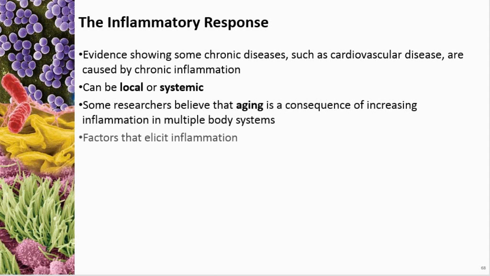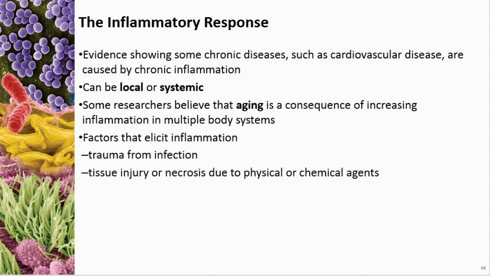So what sorts of things can cause inflammation to occur? Trauma from an infection, which is because the pathogens create tissue damage, right? Tissue damage or tissue death because of physical damage, such as an injury, or chemical agents, such as some sort of a chemical like an acid or something that you would come into contact with that would create tissue damage, or specific immune reactions, which we're going to get to in the next chapter.